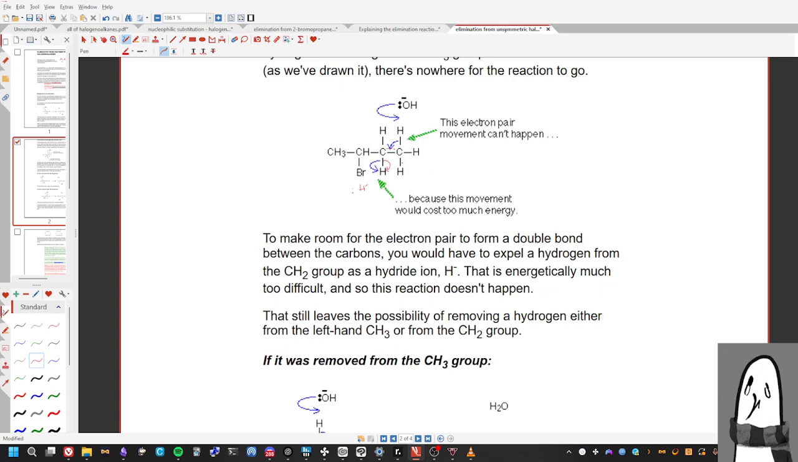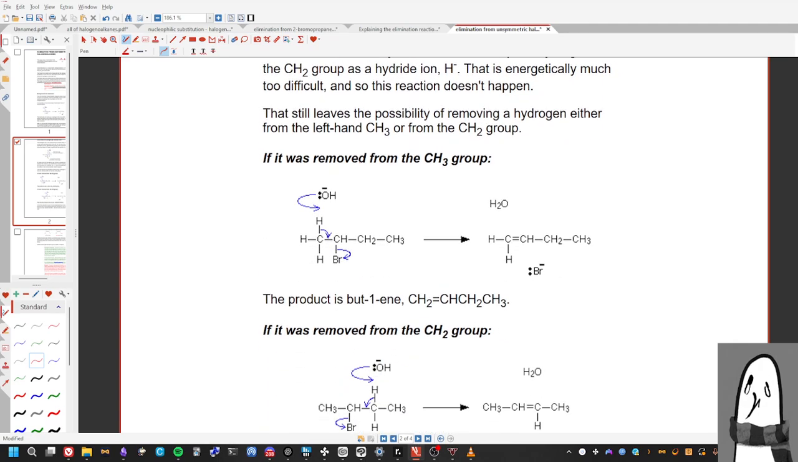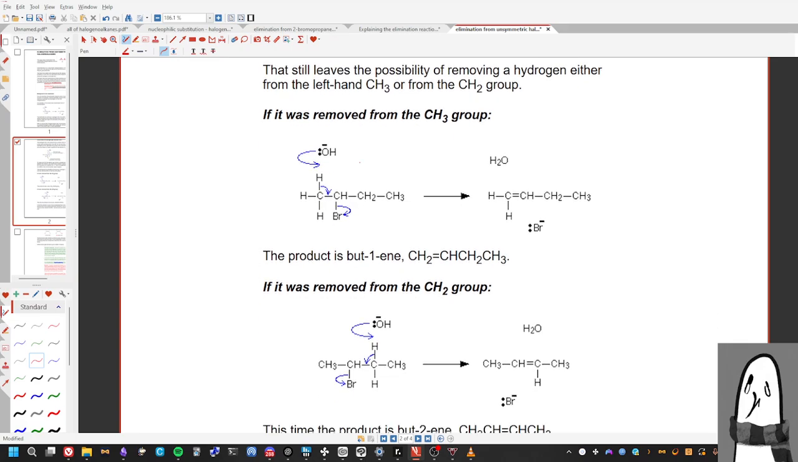Okay, so we talked about if it hits this, but now if it hits this, if it hits this, or if it hits this. Now, either this or this. If it happens on this, it won't happen. Now if it was removed from the CH3 group, which is on the left, the product is but-1-ene. It goes like this. Br is left, and the product will be on the left side. You'll have H2O and you have Br. Okay, fine. This makes sense.